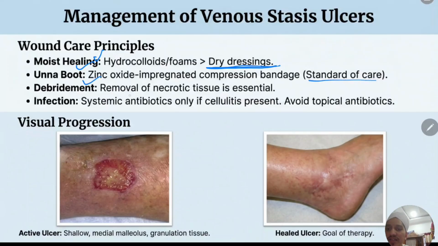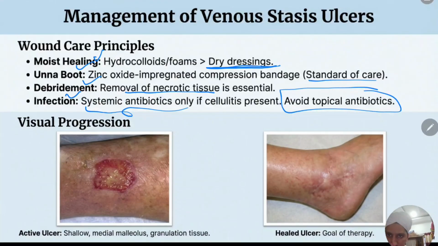Then debridement, removal of necrotic tissue, is essential. And if there is associated infection, cellulitis, then only systemic antibiotics should be used. Avoid topical antibiotics. So moist healing, the Unna boot, which is a zinc oxide impregnated compression bandage, debridement, and if there is infection, systemic antibiotics.